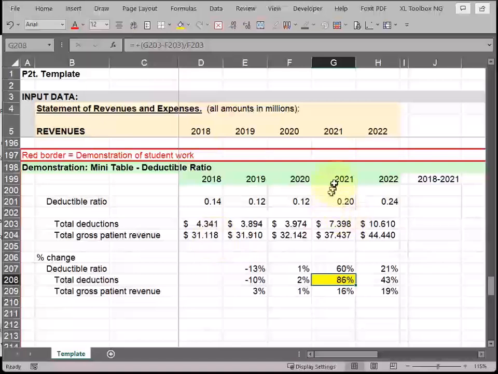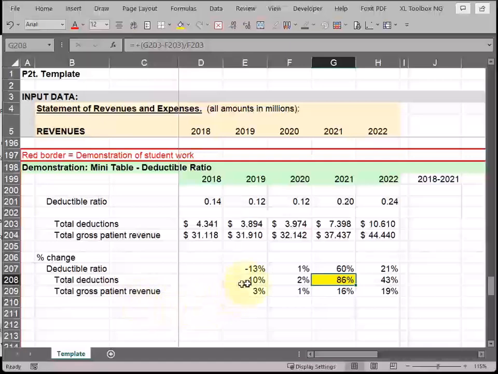In terms of telling more stories, what does a gigantic increase in your patient deductions tell you? This is where the written case comes into play. You're going to want to read the written case to find out what changed in 2021 that might have caused this. There's a few different things that would change your total deductions.